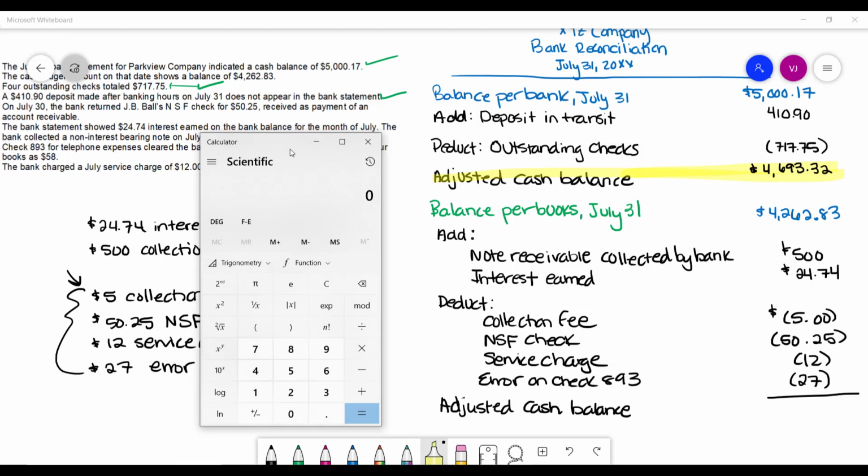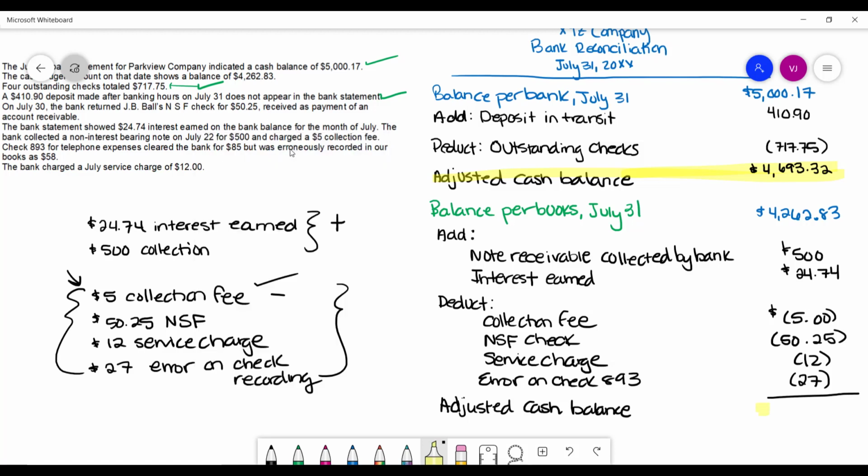So you start with the balance per the book, so that's $4,262.83. Add the note receivable collected by the bank and add the interest earned. Now we subtract out all of these decreases. So we subtract out the collection fee, subtract out the NSF check, we subtract out the service charge, and we subtract out that accounting error.